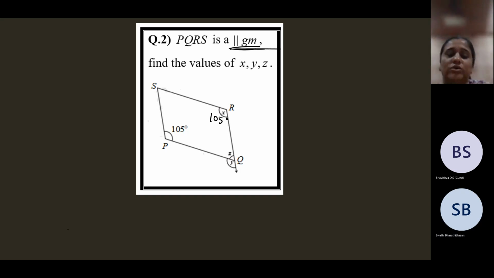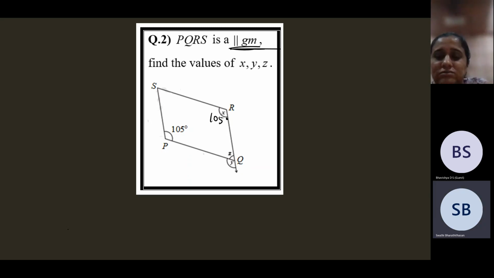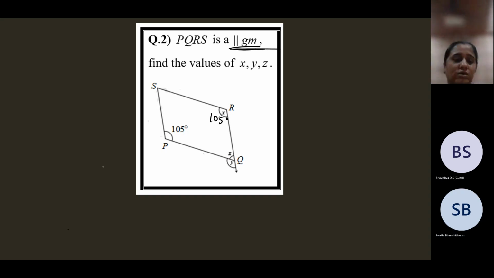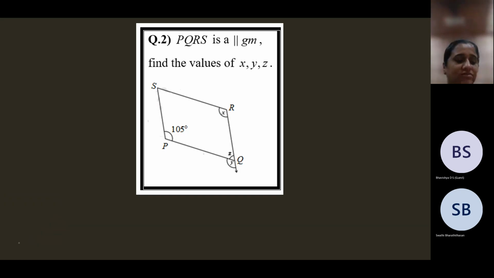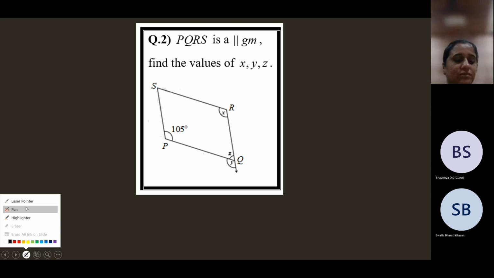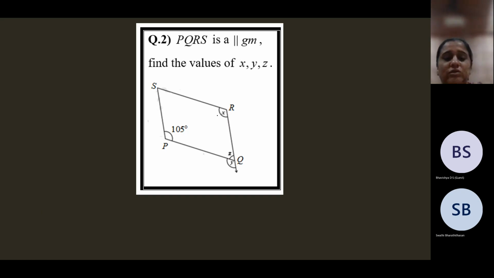Yes, ma'am. Okay. So have you learned parallel lines intersected by a transversal, corresponding angles, alternate angles? I have not taught you, but have you come across that, children? Yes, ma'am. Okay, maybe next class we'll talk about that in detail. Now, just for this answer, I'll tell you. So opposite angles are equal, so this is 105.